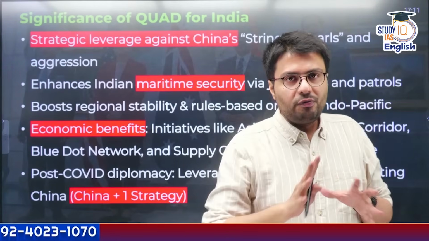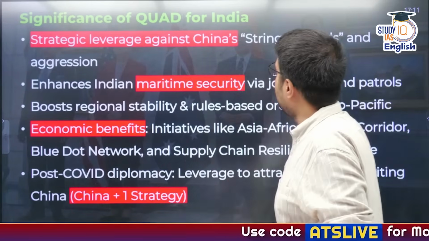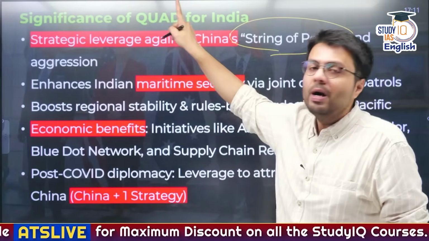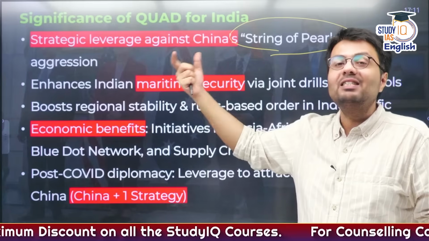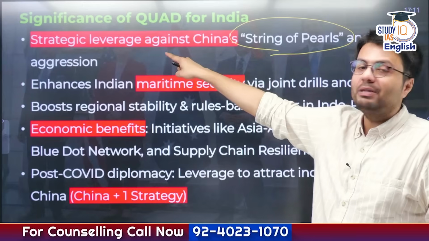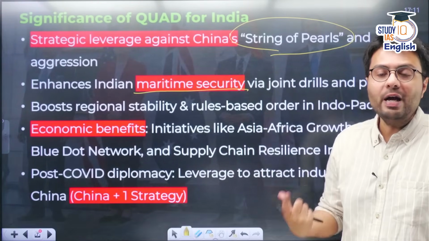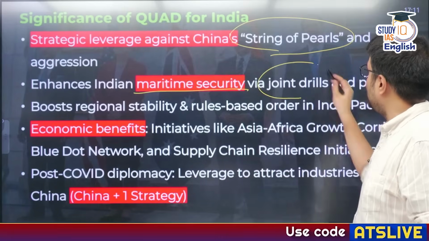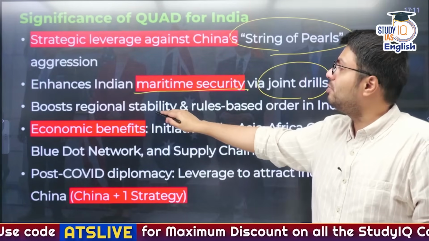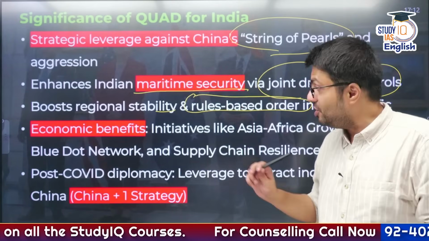Now, what is the significance of Quad for India? First of all, you need to understand that China is trying to encircle India through its string of pearls theory. To counter this encirclement of Indian shores, India is trying to depend on Quad members in meeting its maritime security needs as well as other needs. So joining Quad not just provides India a strategic leverage against China, but it also ensures that India is able to ensure its maritime security via conducting joint drills and patrols with other members of the Quad. Similarly, doing so boosts regional stability and ensures that rules-based order is followed in the Indo-Pacific region.